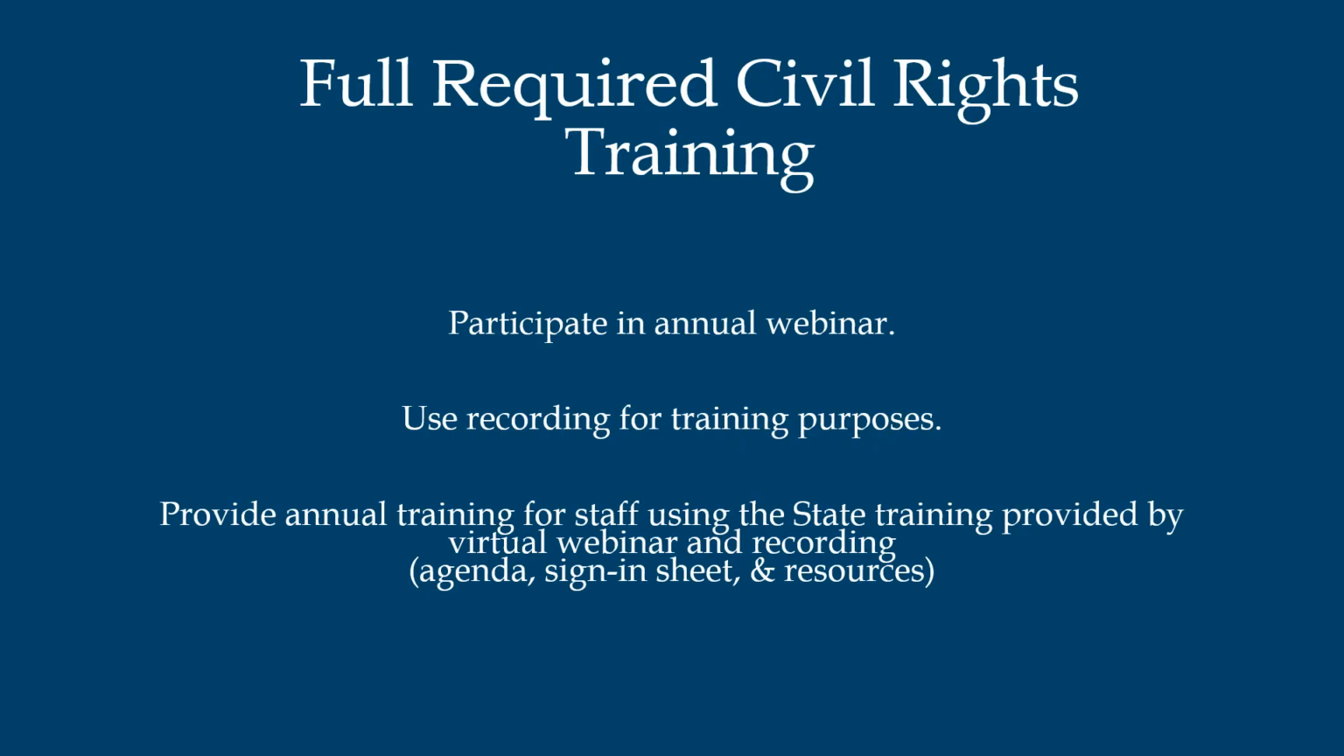Once a year, we do a full required civil rights training. This is usually done in July. Everyone has to participate in it who's a frontline worker. We do record it so that you can use it for training purposes with your staff. Our staff also have to be trained, and it's very important that you keep records of who attends the virtual webinar or watches the recording. You need to keep the agenda, the sign-in sheet, and copies of what we've sent, for example, the PowerPoint.